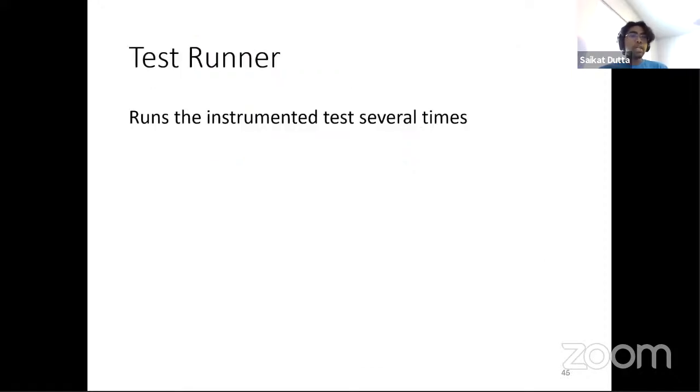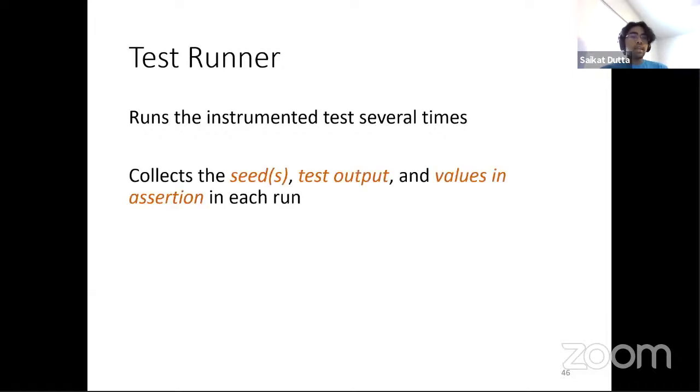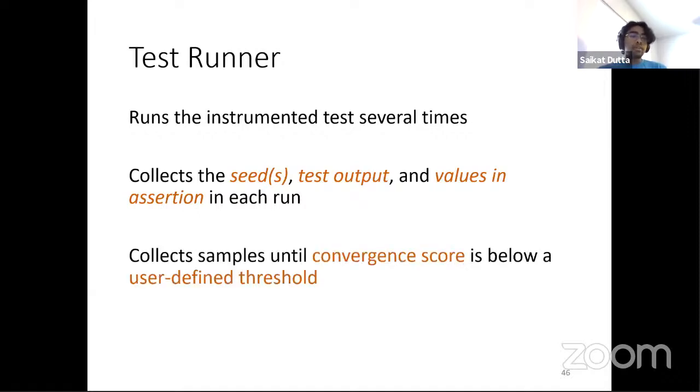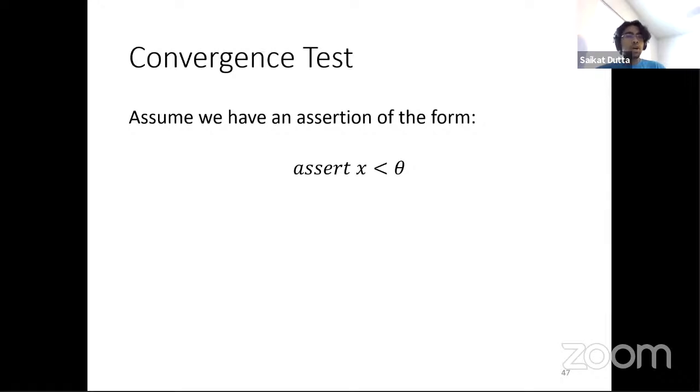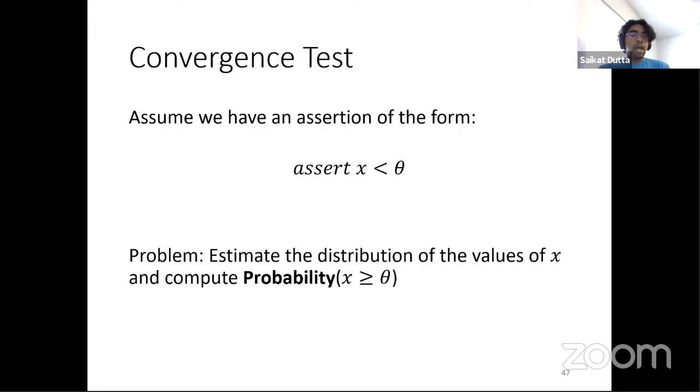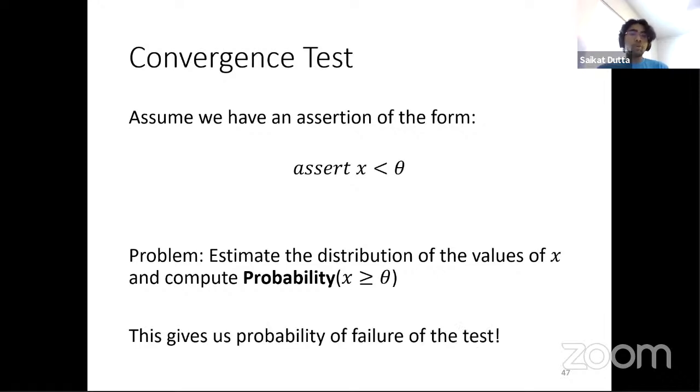Moving on to the test runner. The test runner runs the instrumented test several times. And in each run, it collects the seed, the test output, and the value in the assertion, that is the actual and expected value from each run. It keeps on collecting samples until the convergence score is below some given user-defined threshold. So how does the convergence test work? Let's assume we have an assertion of the form: assert x is less than theta. And we want to estimate a distribution of values of x and compute the probability that x is greater than or equal to theta, which is actually the probability of failure of the test.